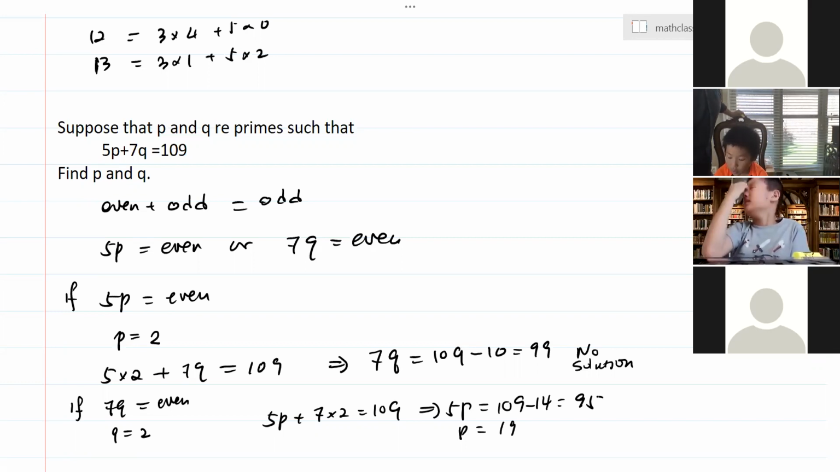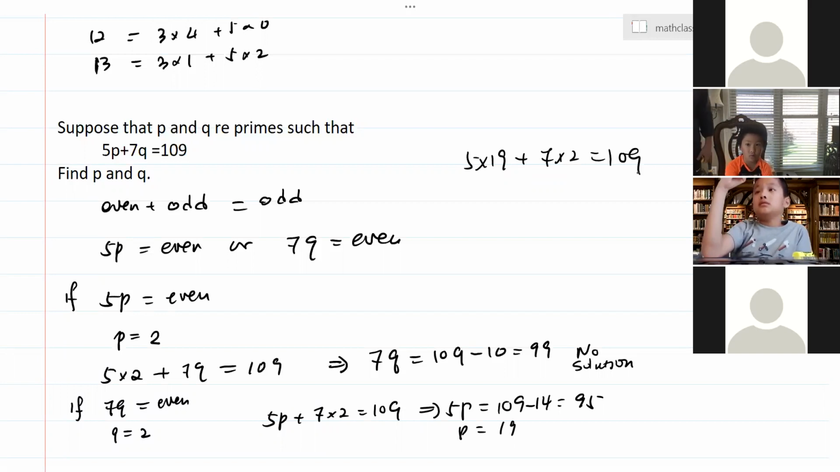Your solution here is going to be 5 times 19 plus 7 times 2 is 109. Okay. That's a unique solution you can get. All right, that's a unique solution. But the property we're using here is even plus odd is going to be odd. Then also we know that 2 is the only even prime number.